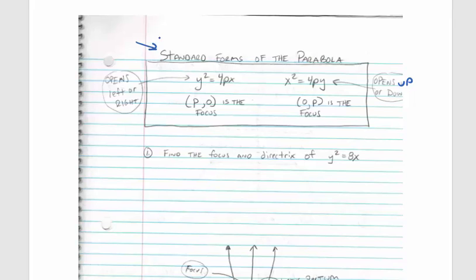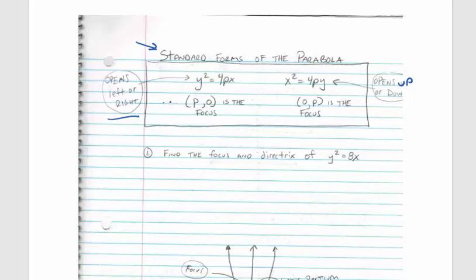We're going to have two of them here because our parabolas can be opening left and right now. That's if we have this form, y squared equals 4px. It's going to open to the right if this 4px value is positive. It will open to the left if this 4px value is negative.